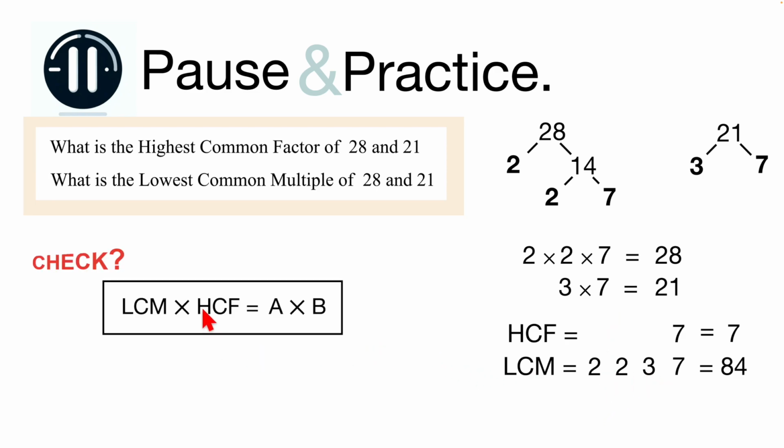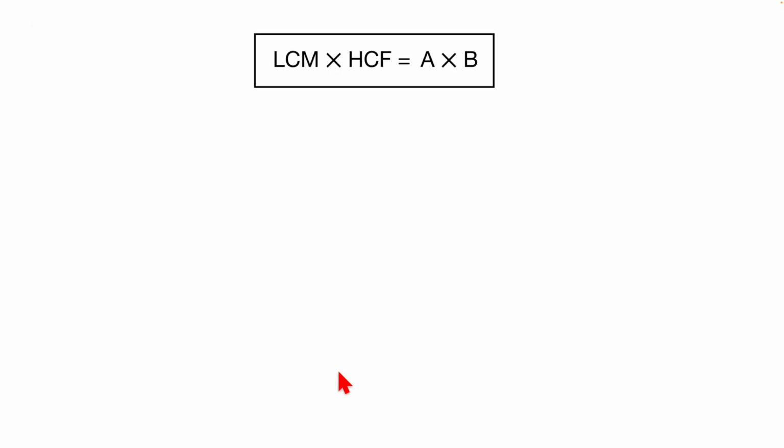So let's have the check. Lowest common multiple times the highest common factor for two numbers is A times B. So 28 times 21, which is A times B, was 588, which equals 7, which is the highest common factor, times 84, the lowest common multiple. Give yourself a tick for that. Well done.